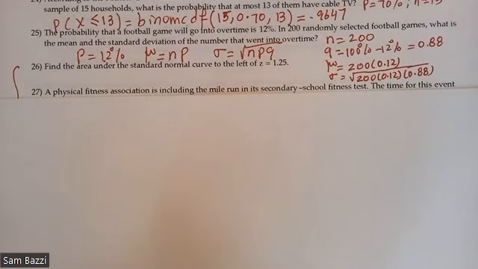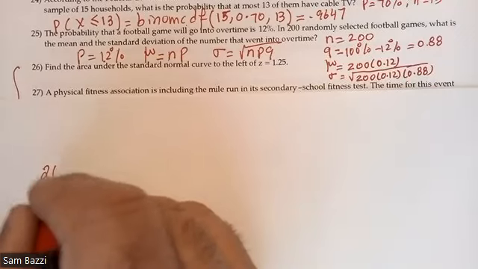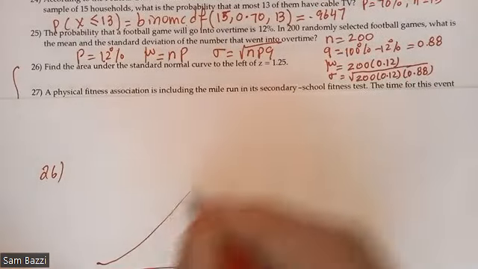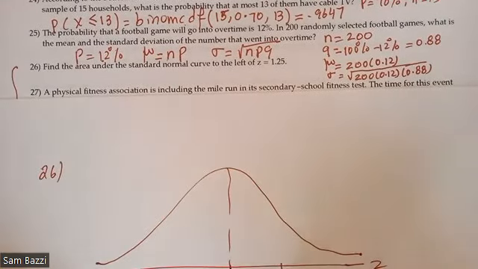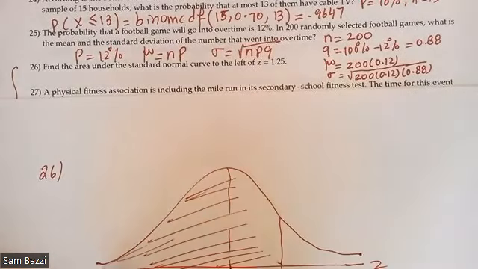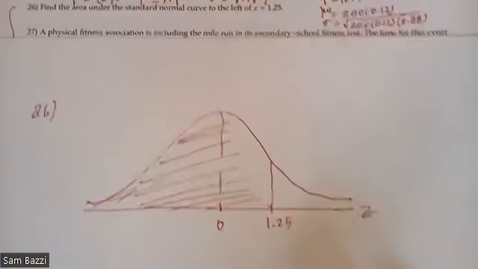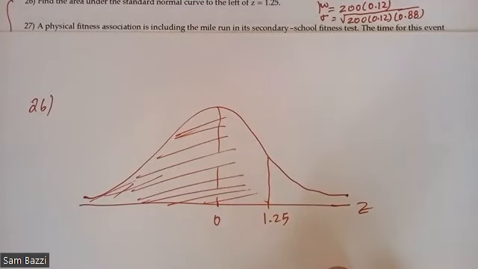Find the area under the standard normal curve to the left of z equals 1.25. That's exercise 26. Watch, guys. That's what he wants. This is the Z distribution. That's the 0, and 1.25 is somewhere here. He wants this area. If you're using the table, guys, you can simply look it up and find the area to the left. The table is designed to give the area to the left, so you can simply look it up on the table. But the way I do it, I use a calculator.